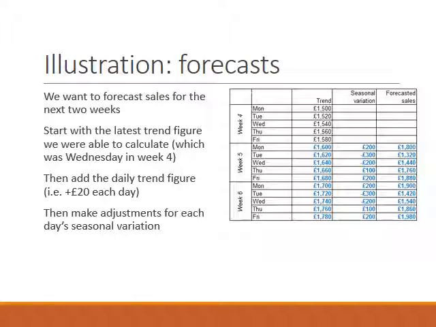So for Monday of week 5, my forecasted sale is going to be the trend of 1600 plus the seasonal variation of 200. That gives me forecasted sales of 1800. For Tuesday, I've got the trend of 1620 minus the seasonal variation of 300. That gives me forecasted sales of 1320, and so on.